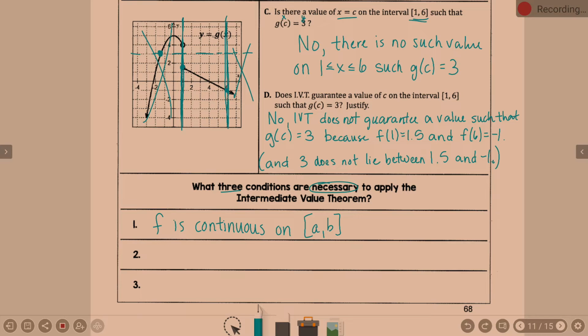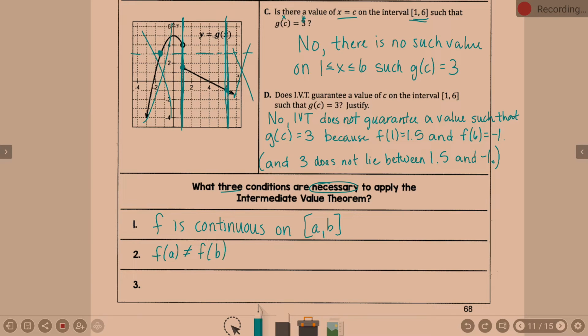Okay. The y values cannot be the same at A and B. So where the endpoints, is this what we're talking about, the endpoints? Mhm. Okay, so f of a cannot equal f of b.